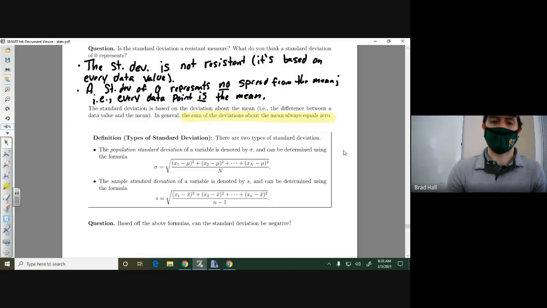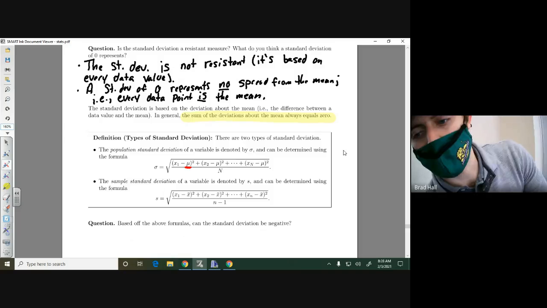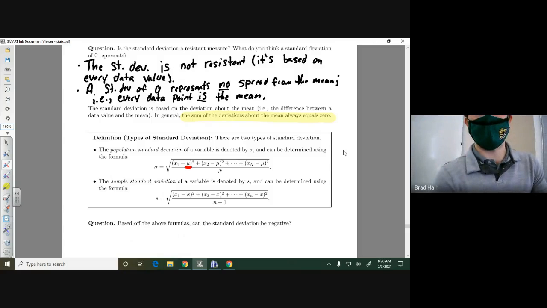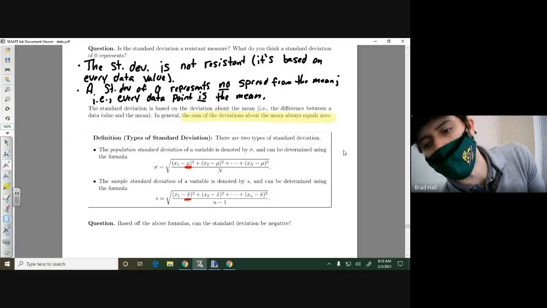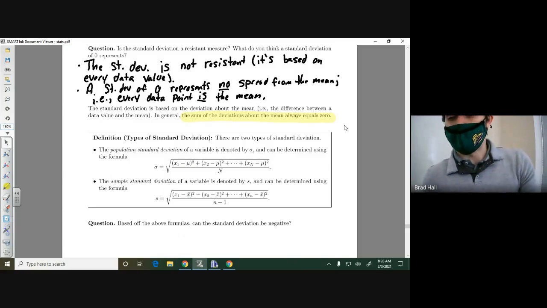And everything else here is just notation. Remember, this weird looking U shape is mu. We talked about that as the population mean in the last section. And then x with the little bar on top was the sample mean. So notice they mean the same thing; it's just the context for which you are looking for the standard deviation. Those formulas seem kind of intimidating.